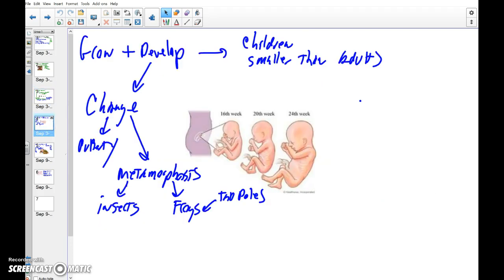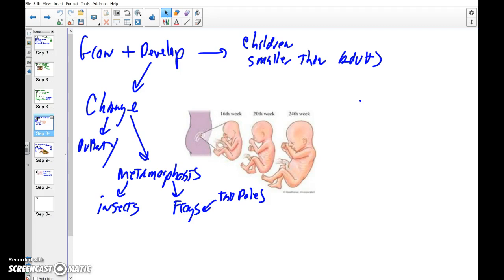Next up is the ability of all living things to grow and develop. Obviously, we're all familiar with the idea that when you have children, children are smaller than adults. So as children of any organism grow into adults, they get bigger. So that means that they get more cells. But the other aspect of grow and develop is the idea that organisms can change.